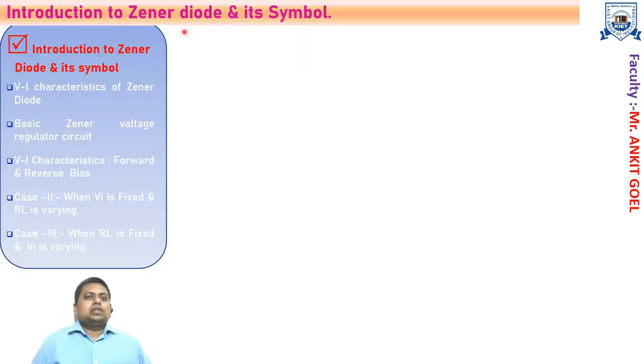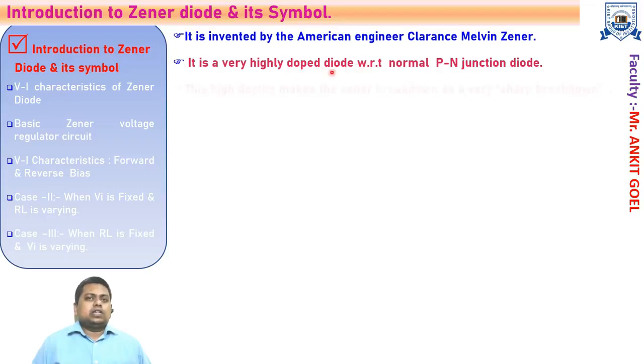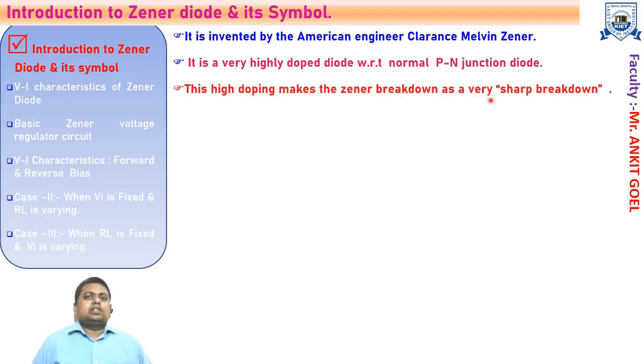So let's start with the basics of Zener diode and its symbol. The Zener diode was invented by the American engineer Clarence Melvin Zener. It is a highly reverse biased diode in comparison to the conventional PN junction diode. This high doping in the Zener diode makes the Zener breakdown a very sharp breakdown, causing the current to rise suddenly in the breakdown region.